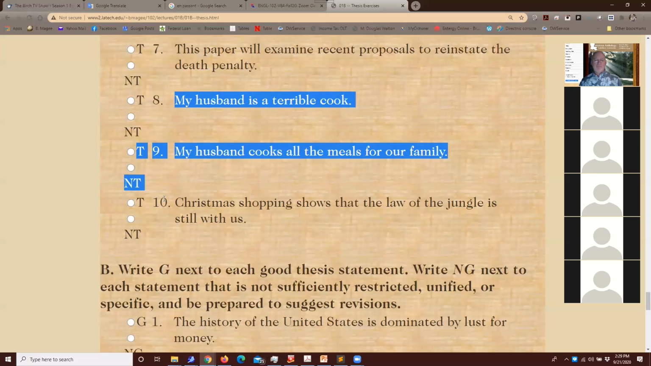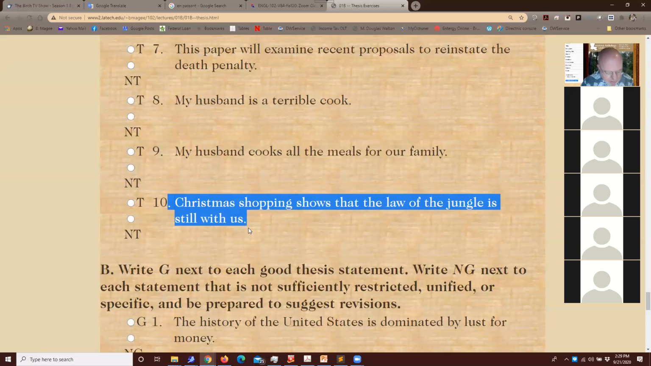And number 10, McClinton. All right. Number 10: "Christmas shopping shows that the law of the jungle is still with us." I'm going to say that that is a thesis. Yeah, it's an opinion, right? And this is perfect for winter quarter when you're coming up on Christmas when we start, right?